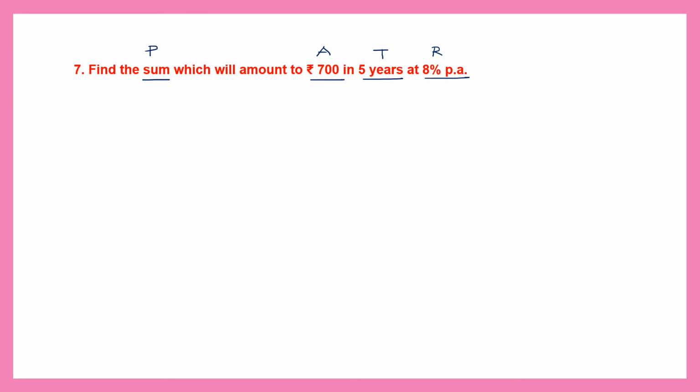So let's write down what we are given. Amount is given to us. Rate of interest per annum is given to us. The time is given to us. Now let P be X. We're going to find the value of P. Now we need to do this very slowly and carefully. We are going to use the formula for simple interest to find principal.